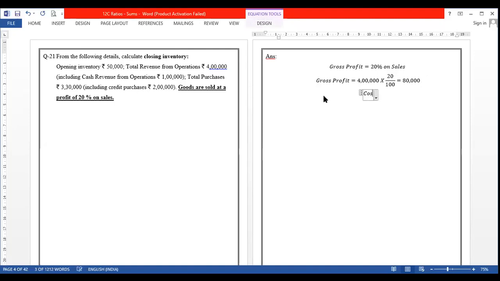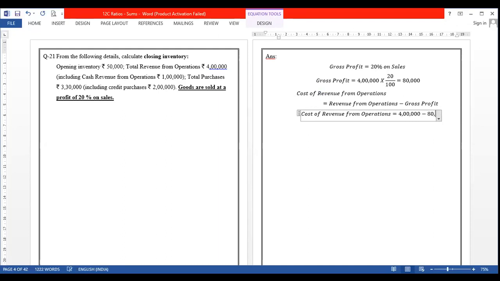Now the next formula will be cost of revenue from operations. Cost of revenue from operations is revenue from operations less gross profit. Let me place the values over here. Cost of revenue from operations will be equal to revenue from operations of rupees 4 lakh minus 80,000, which is easy to calculate, that is 3 lakh 20,000. Now this is one thing we are done with.